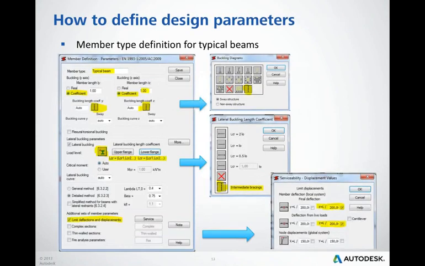The code checking of steel elements of a model is done based on parameters assigned to each of them. In the program, there are some predefined member type labels, but you may consider creating your own types, for example, the one for typical beams. Mind to set both ultimate limit states and serviceability limit states parameters.